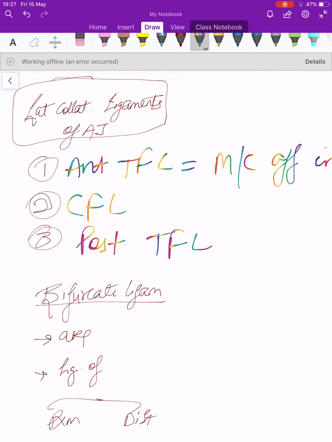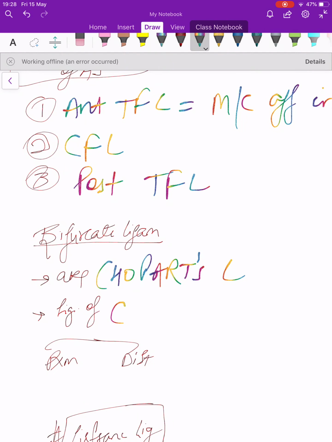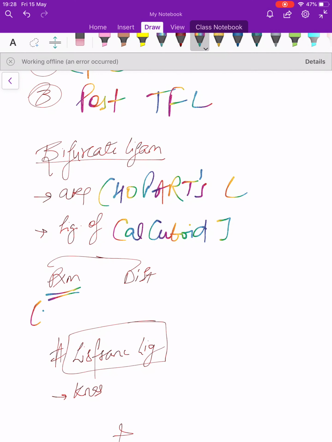इसको हम चोपर्ट्स लिगामेंट भी बोलते हैं. क्या बोलते हैं? चोपार्ट्स लिगामेंट. सो इट इज द लिगामेंट ऑफ calcaneocuboid. Fine, it is a ligament of calcaneocuboid joint. So proximally it is attached to the calcaneum. Proximally it is attached to the calcaneum, and the distally it is attached to the calcaneonavicular and the calcaneocuboid.